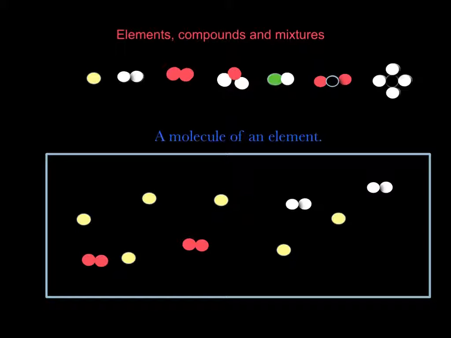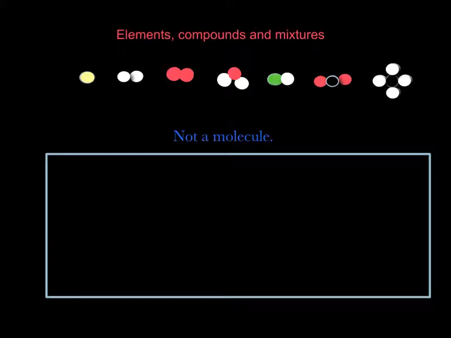This is a molecule of an element because an element is one or two of the same thing combined, as long as it would make something up on the periodic table. So these are all different elements. So a molecule of an element, it could be any of those. Everything here is a molecule, so when it says not a molecule, you don't put anything in the box.